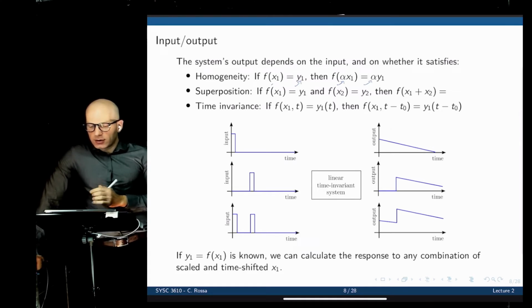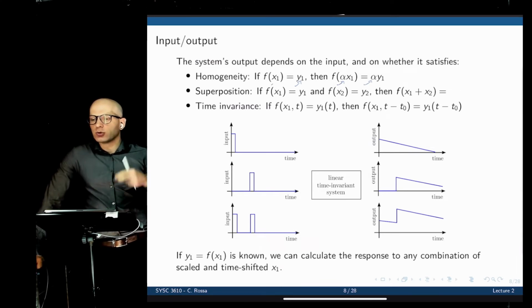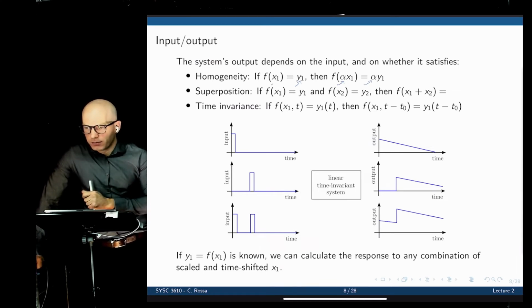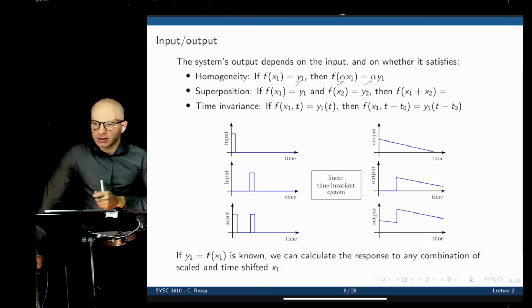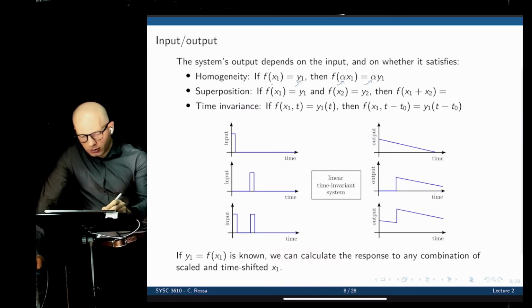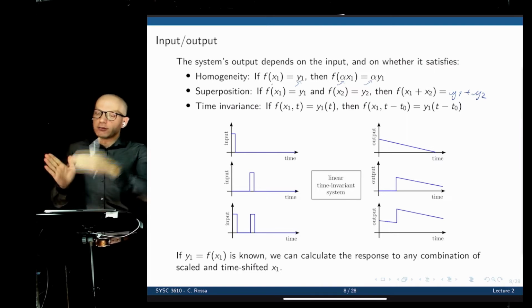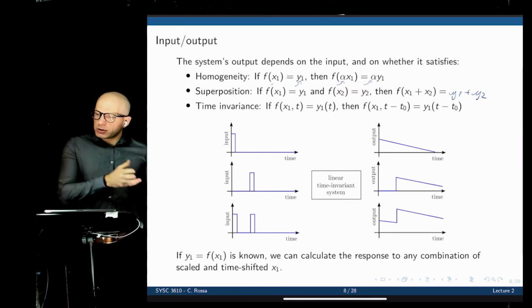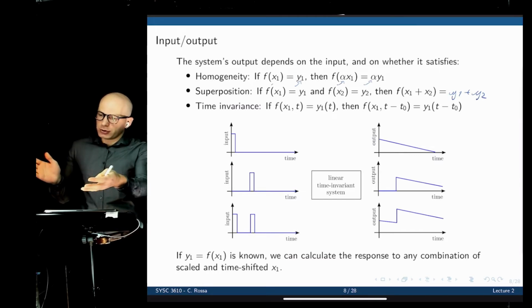Superposition means that if the system creates an output y1 for an input x1 and creates an output y2 for an input x2, when you apply both inputs to the system, the output of that system is the sum of each output, y1 plus y2. In other words, we can see the system as having different inputs, and the output of that system is the sum of every individual output.